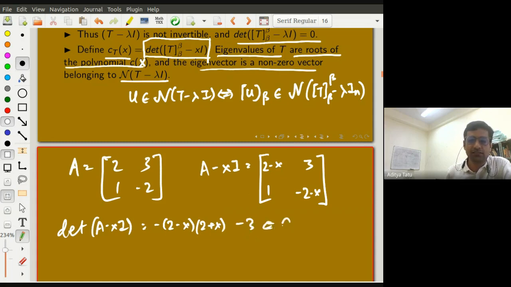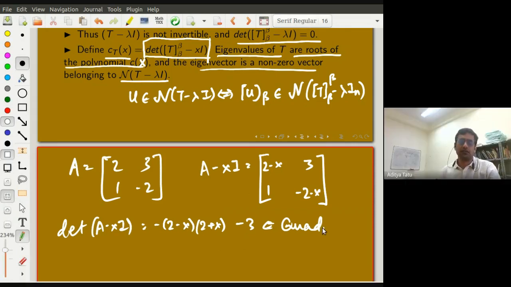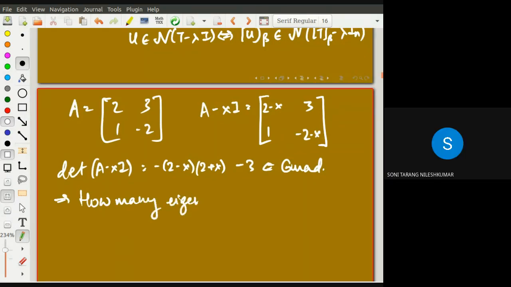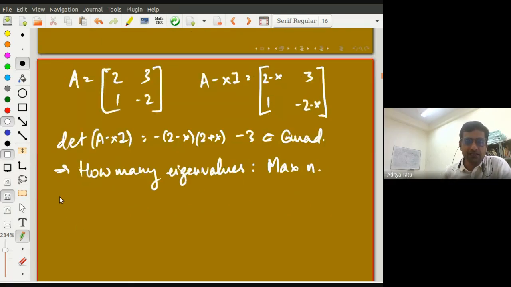Right, so you can see this is quadratic. Yes, I see it now, sir. I was thinking of the degree of polynomials in the matrix. Okay. Right, so that also tells you how many eigenvalues can we have? Maximum n. Good. Maximum n. And how many eigenvectors?